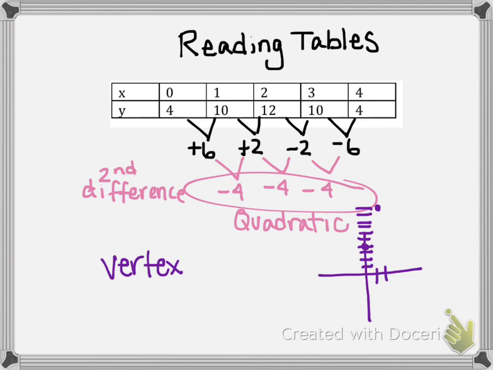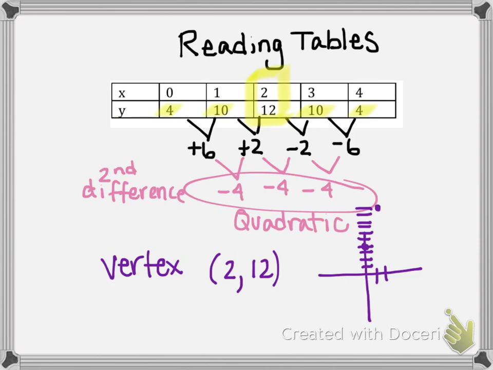So what I am noticing is that on this, we can see that I have a 10 here and a 10 here. I then have a 4 here and a 4 here. So that means there is symmetry around that coordinate (2, 12). My vertex, I would then see or say, is (2, 12).